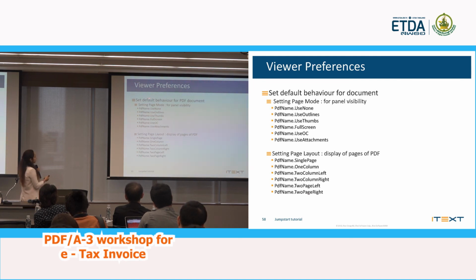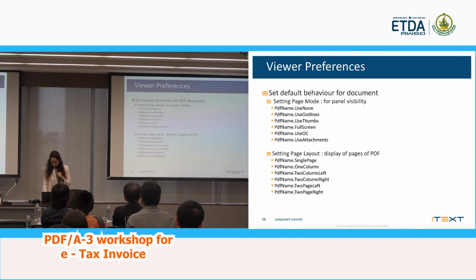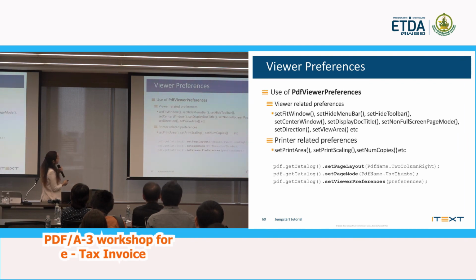So yeah, you can set your page mode and you can set your page layout, and these are the different settings that can be used. Preferences class. These are some other viewer related preferences that can be set. You can also set preferences for the printer, the number of copies, the scaling that you want with the printer, and the print area. Again, I would like to focus that the method names are quite intuitive and easy to remember. Set page layout will set your page layout. Set page mode would set your page mode.